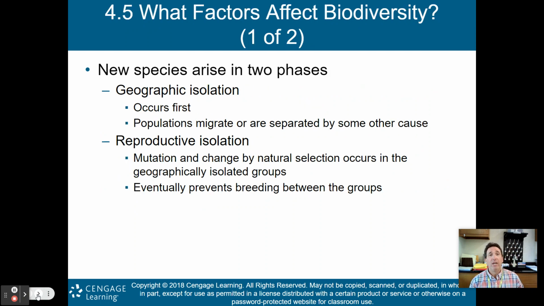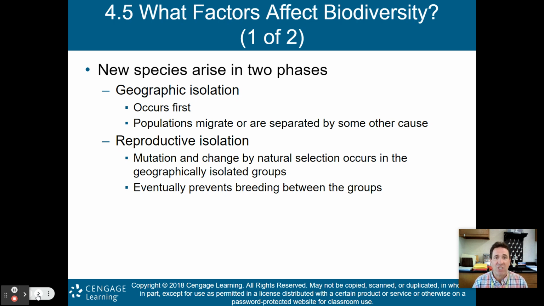Okay, very important as we go through this chapter and go through the rest of the course. All right, so now we're going to go back a little bit. We spoke about biodiversity in part one of this lecture. Now here in part two, we spoke about evolution, and now we'll talk about how evolution affects biodiversity.